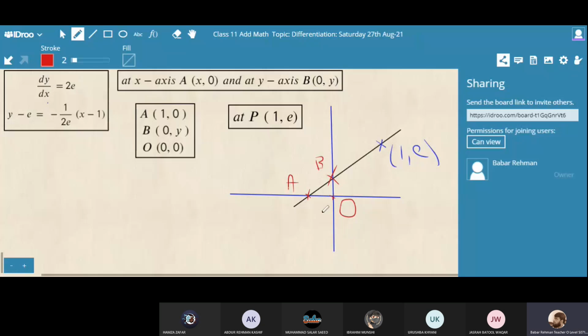To find the area, the formula is half into base into height. So students, what can I do now? This is point P, and this is the equation of the normal passing through P. Use your concept of coordinate geometry and tell me what is your answer in terms of E.